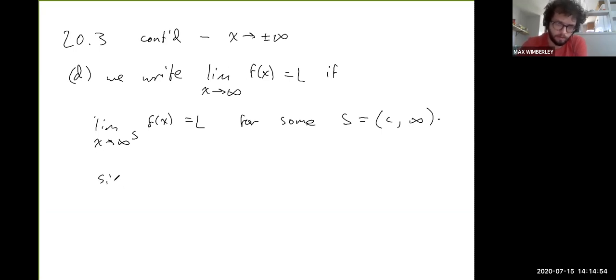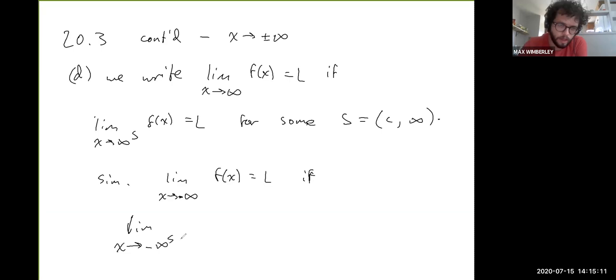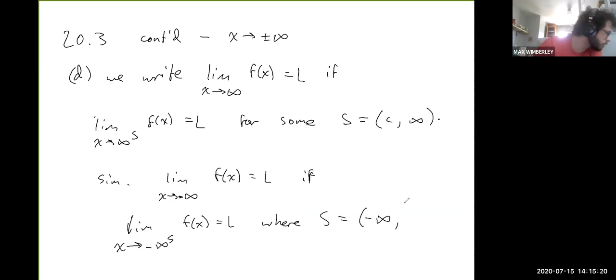And then similarly, we would say the limit as x approaches negative infinity of f of x equals L if the limit as x approaches negative infinity along S of f of x equals L, where S equals (negative infinity, b). Okay, right.